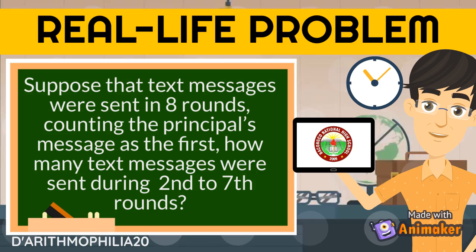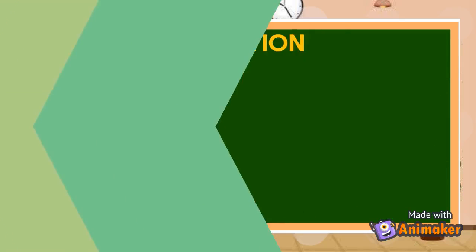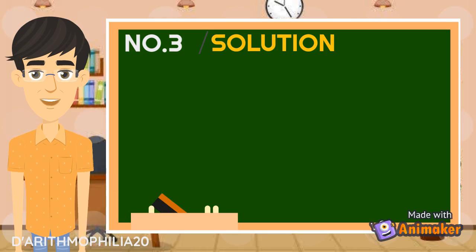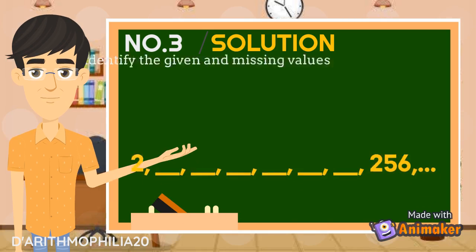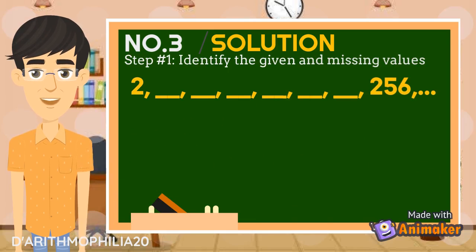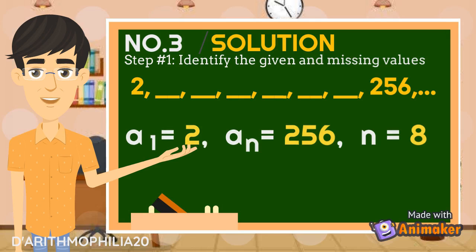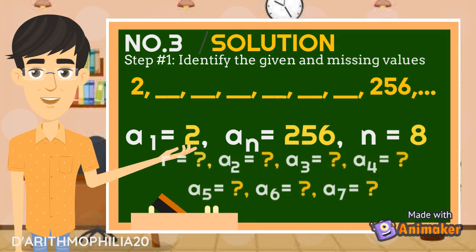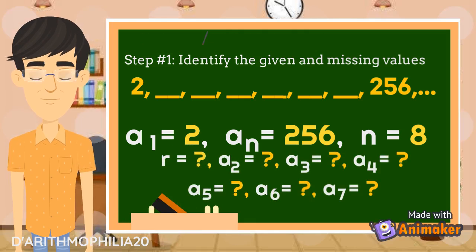Let's start solving this problem, Brainiacs. In solving this problem, we will again be following 3 steps. First, let us identify our given and missing values. We have a sub 1 equals 2, a sub n which is equal to 256, n which is equal to 8. So, we are looking for the values of the following: the common ratio, and a sub 2 to a sub 7.